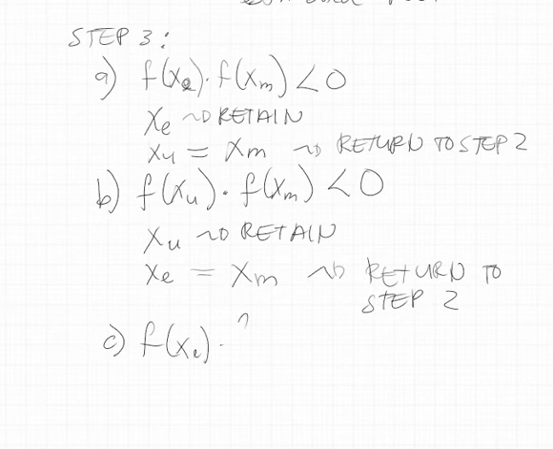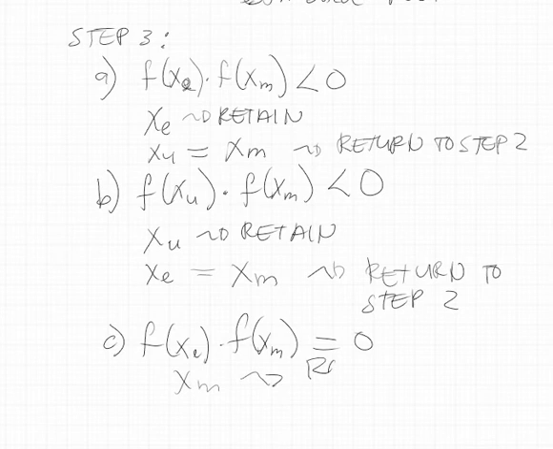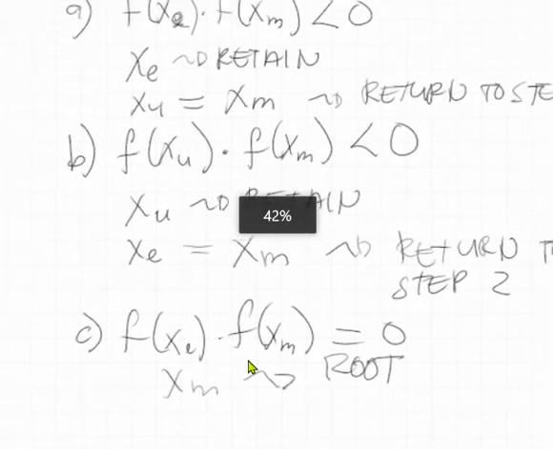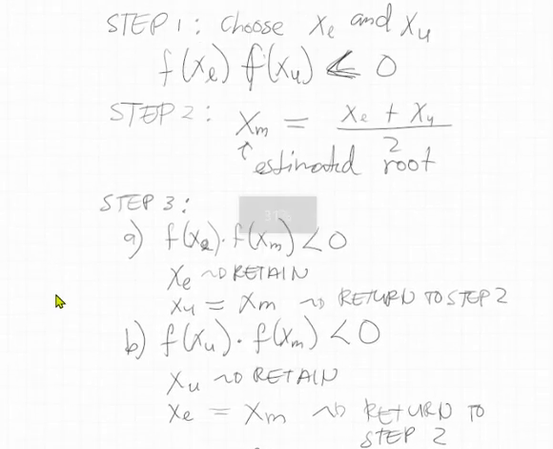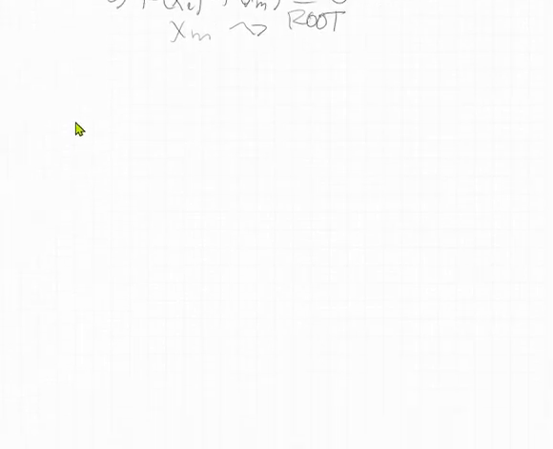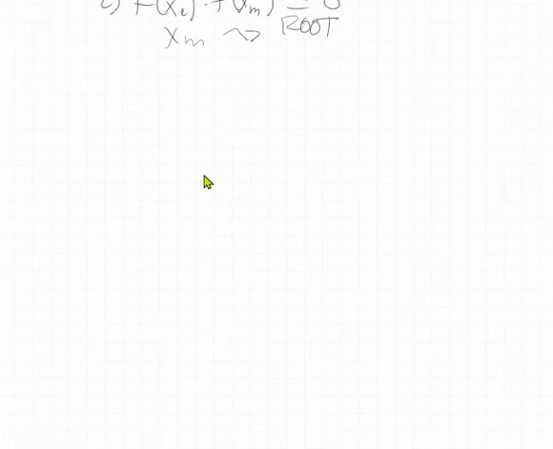XL times f of xm is exactly equal to 0. Then therefore, xm is the root. Xm is the root. So you can now terminate the computation. So that's the basic algorithm of a bisection method. Now we will apply this one in solving our previous example before. That's our previous example.